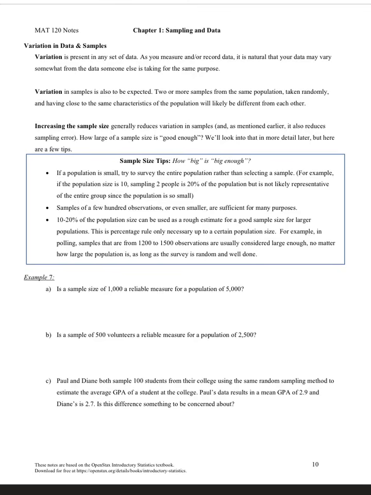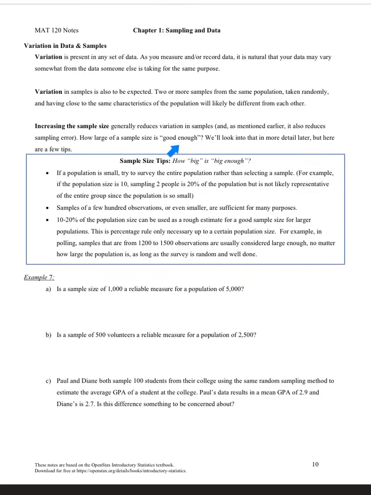Moving on to the next page, we'll talk about variation in data and samples. Variation will often present itself in any set of data. It's only natural that as you measure or record data, your data may vary from data someone else is taking for the same purpose. Variation is to be expected, but we do have some possible ways to decrease the amount of variation. One important factor is increasing the sample size. That reduces the variation, and as mentioned earlier, it also reduces the sampling error.